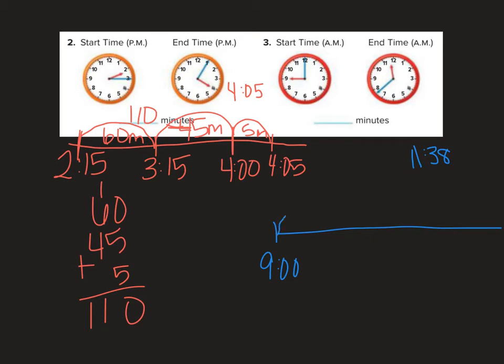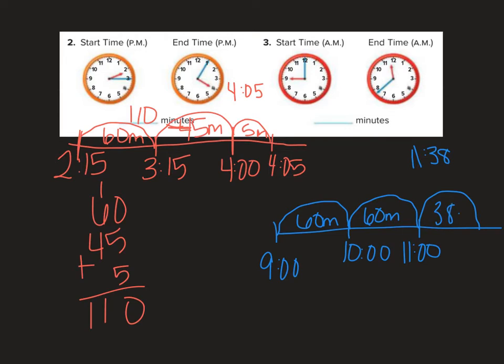Okay, so I can go to 10 o'clock, which is 60 minutes, to 11 o'clock, which is another 60 minutes. So I'm making hour jumps. And then I can make a 38-minute jump, which would get me to 11:38. Okay, so I have to add together 60, 60, and 38. That's 158 minutes for our time interval.